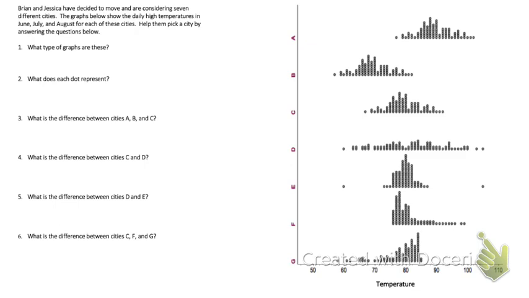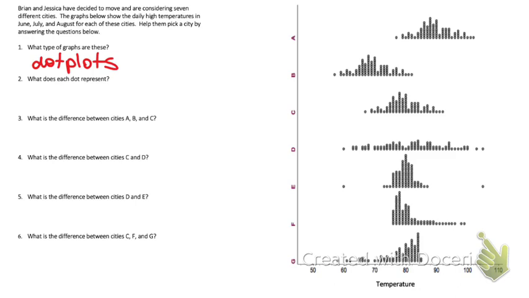It's a dot plot. Brian and Jessica have decided to move, and they are considering 7 different cities. The graphs below show the daily high temperature in June, July, and August for each of these cities. We're going to help them pick a city by answering some questions. First of all, you guys already told me these are dot plots. Now, just so you guys know, these are called parallel dot plots.